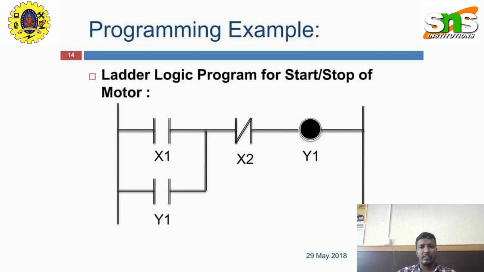In ladder logic, we have two main functions: latching and interlocking. Latching is used to keep the output energized after the push button is released. With interlocking, we can control our inputs for specific outputs.